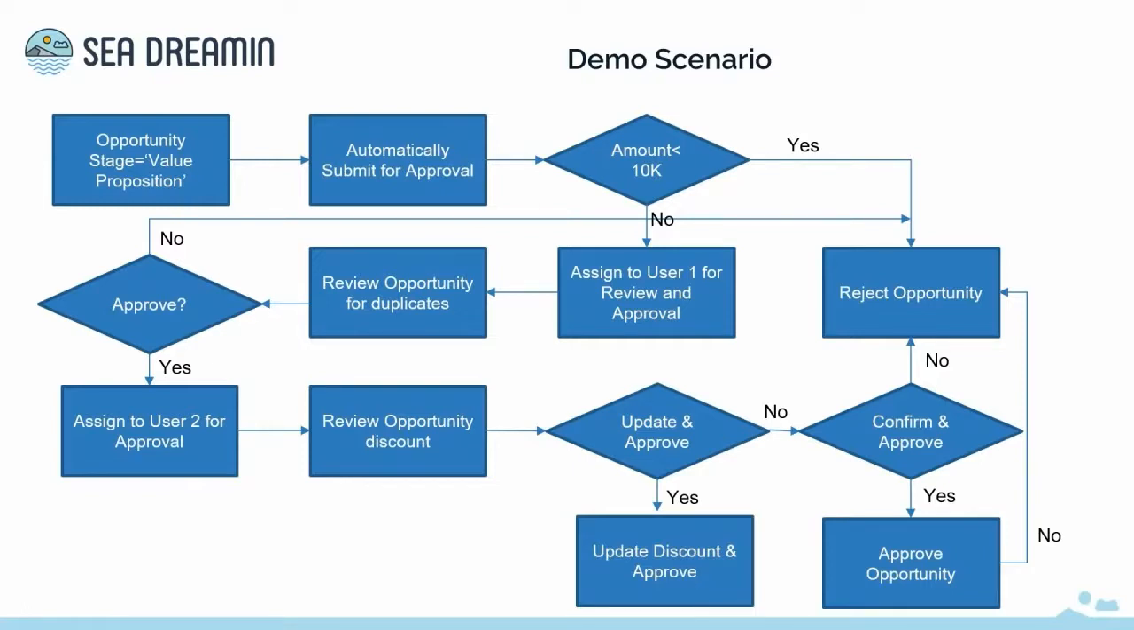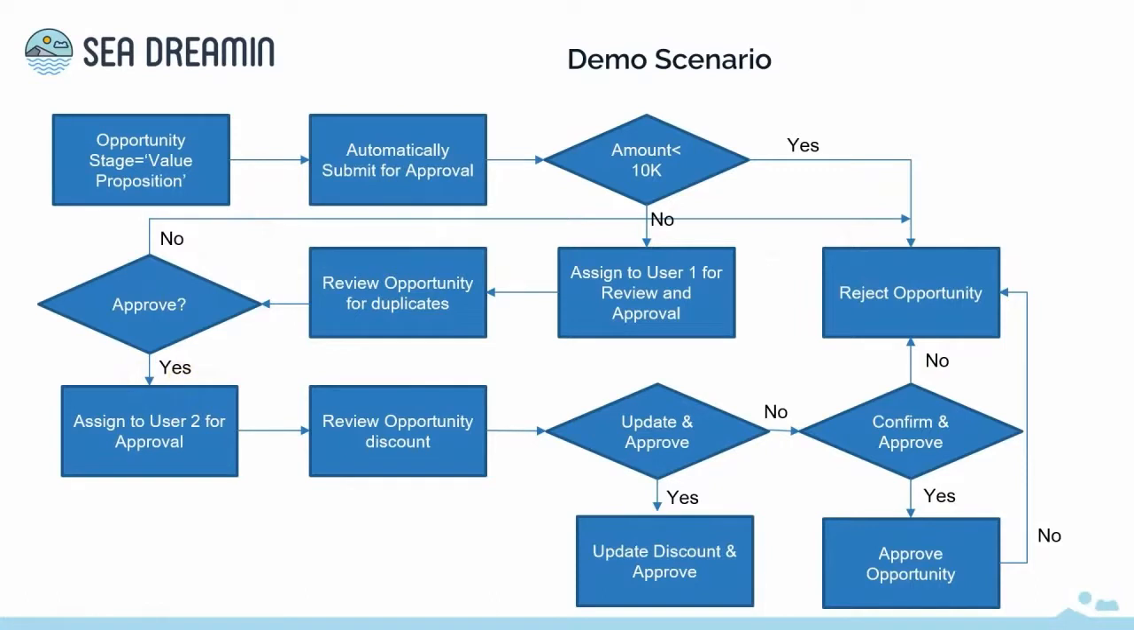Seeing the duplicate records, the user will be able to review the details and he will be able to either approve or reject it. If rejected, then the complete approval process is completed. If he approves this, then this record will be assigned to a second user for further approval process.